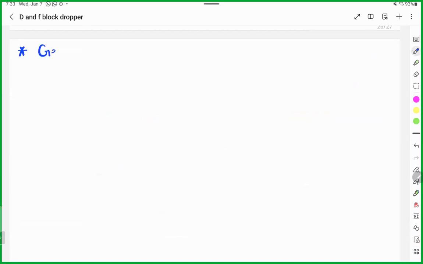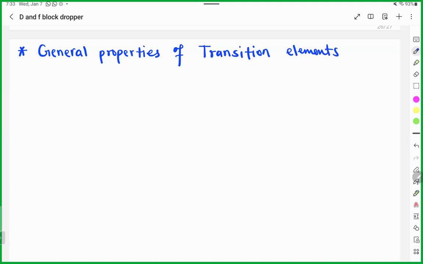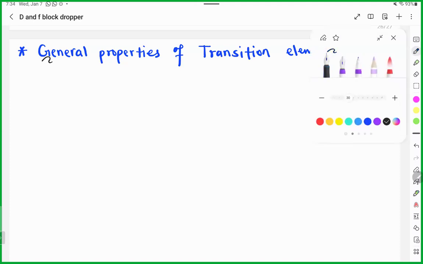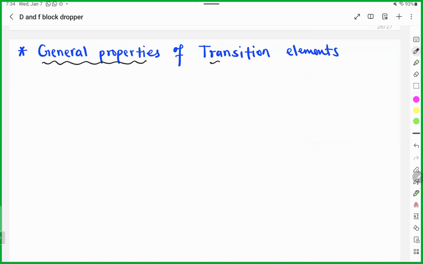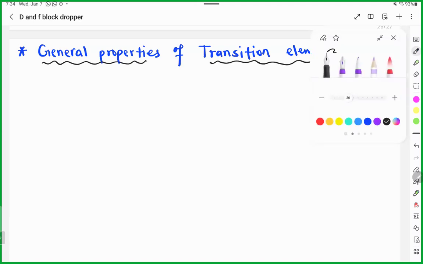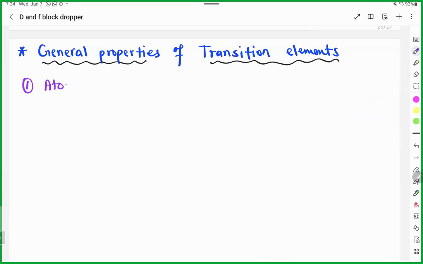We are doing general property. You have to write notes properly, but I will do more in the form of questions rather than just theory. Most of these things are given in theory form, which is very boring. That's why I will do the main topic, but along with that, I will frame questions for everything. The first property is atomic radii.